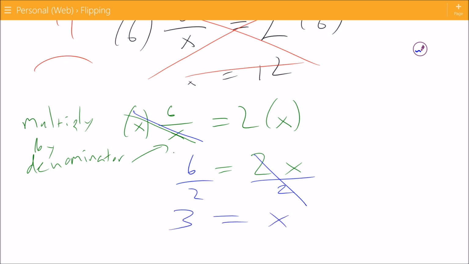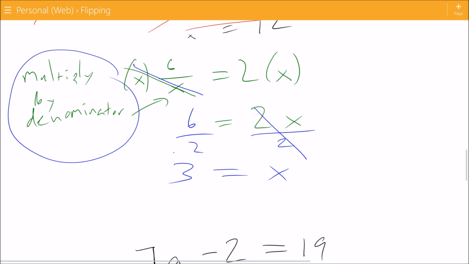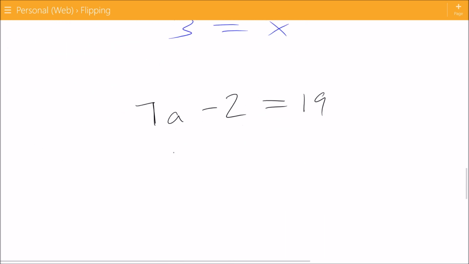There we go. Again, remember, multiply by what's in the denominator. Don't just multiply by the number that's there. The number is not always the thing you want to multiply by. Whatever is in the denominator is what will clear it up.